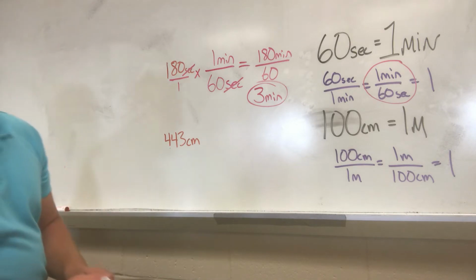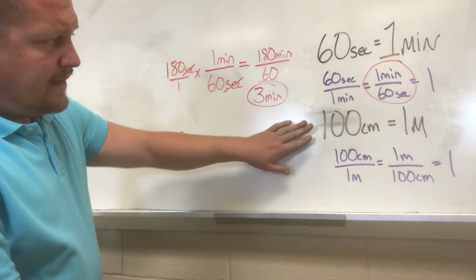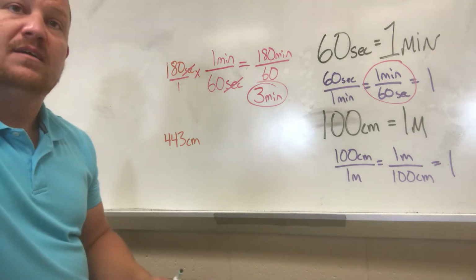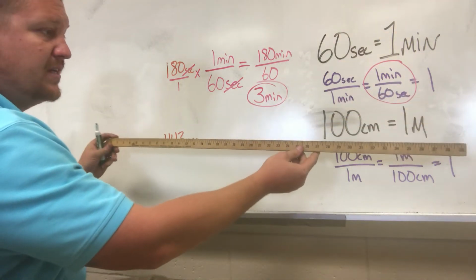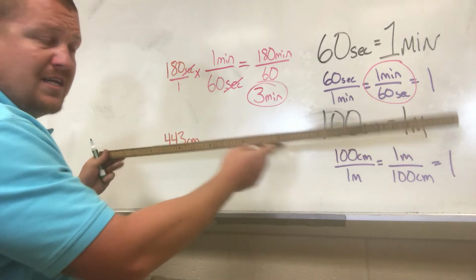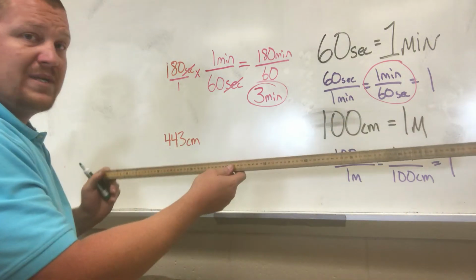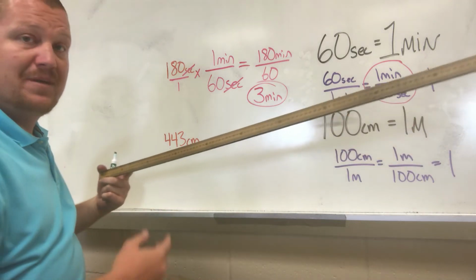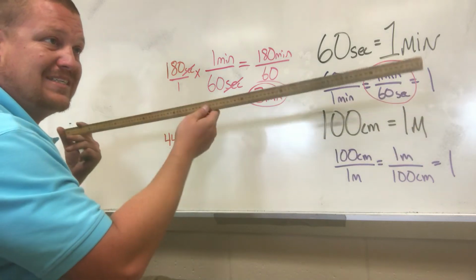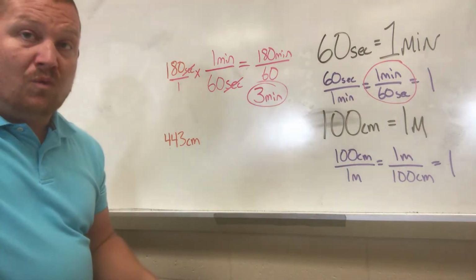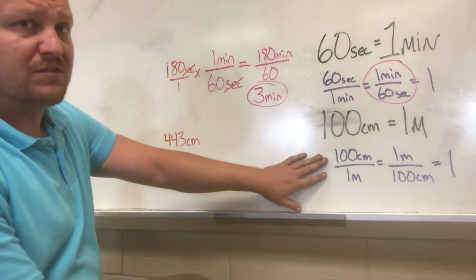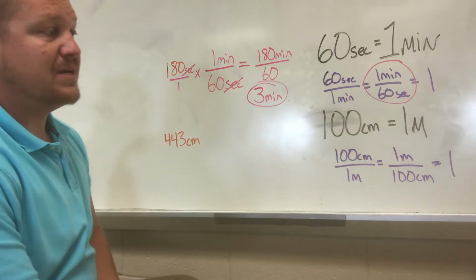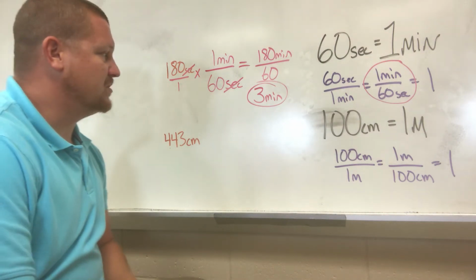Moving on to the centimeters here. We know that 100 centimeters is equal to 1 meter. So think of a yardstick. If I have this yardstick you see here, we could say that this stick is 100 centimeters long, or we could say this stick is 1 meter long, or we could say it's 1,000 millimeters long, all of which represent this one stick, equal to 1. So I build my conversion factors here: 100 centimeters over 1 meter, or 1 meter over 100 centimeters, is equal to 1. This is my conversion factor.